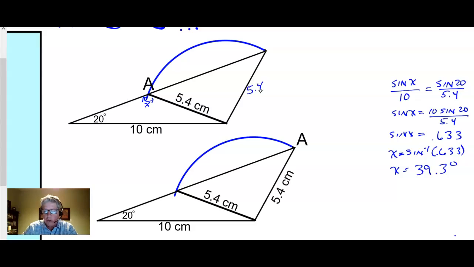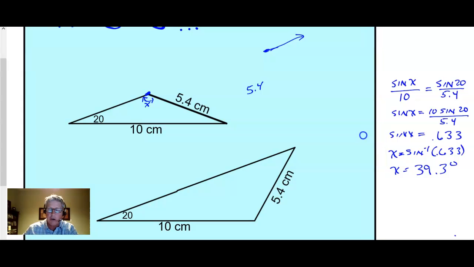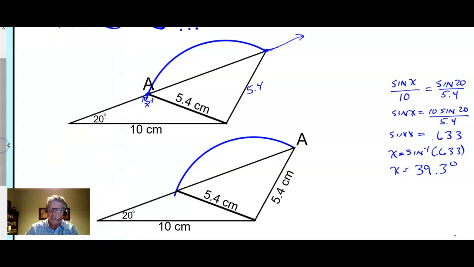Do you see how when we're given the 20, the 10, and the 5.4, we really have two possible ways that 5.4 could land on this other side? We don't know where it hits. It can hit here, and then if we swing it, it can hit that line right here and form this other triangle. When I slide this away, you can see the two separate triangles, and here it shows you where those are coming from. So the 39.3-degree angle is correct, but it is this angle right here.